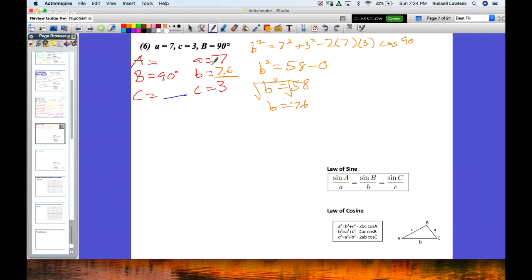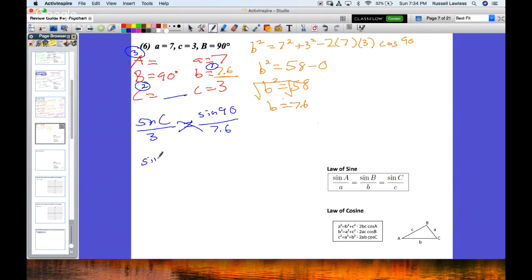So step 1, you want to work here. Step 2, go to find angle C, and then step 3, find angle A. And that's for all triangles where you're given 2 sides and an angle. Now, to find sine of C, we're just going to do the sine of C over 3 equal to the sine of 90 over 7.6.